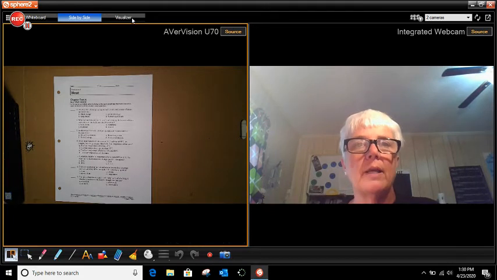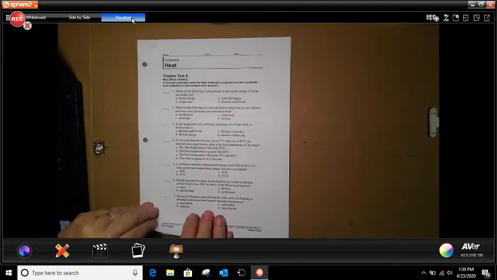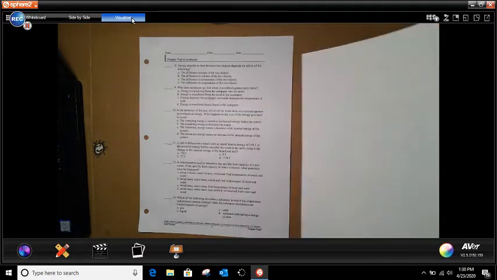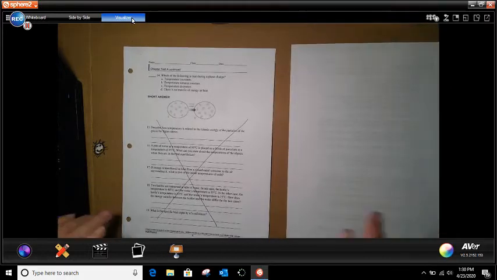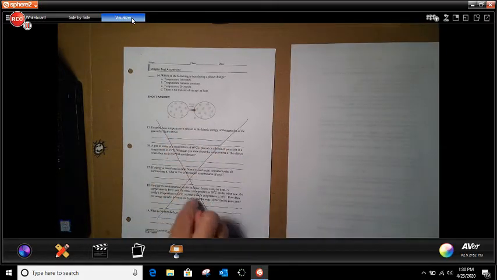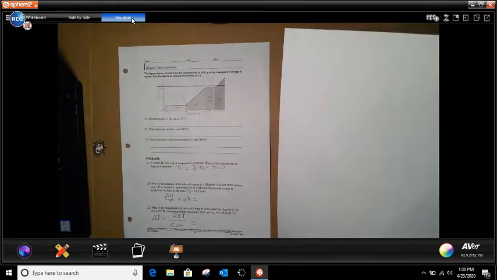So let's look. The first section is just multiple choice. You just have to look through your notes to see which one it is. That's all the way to 13. And 14, short answers. All of these are not going to be included on the test.